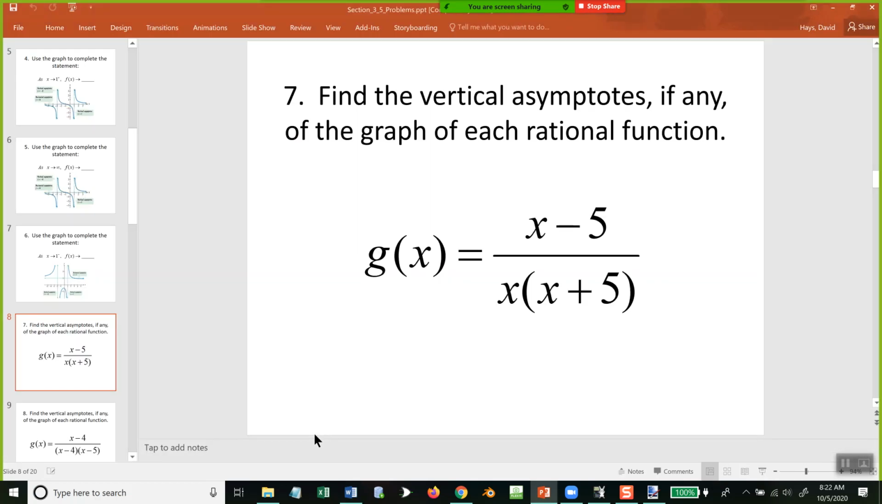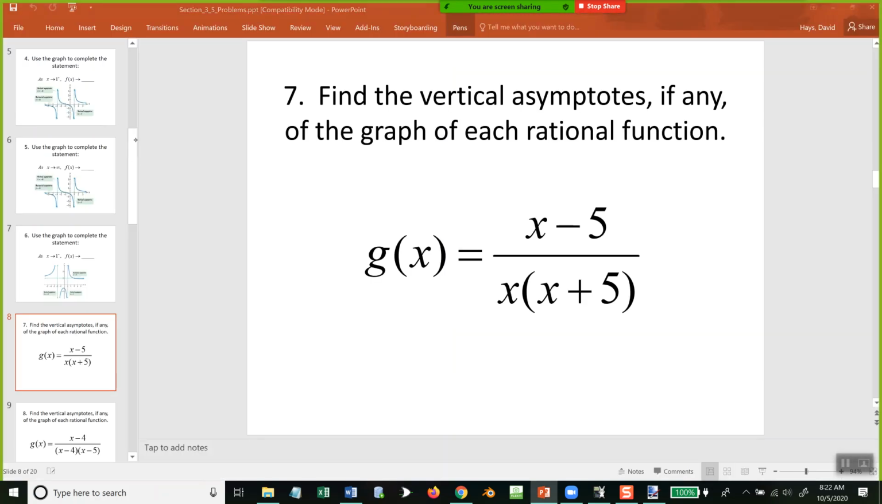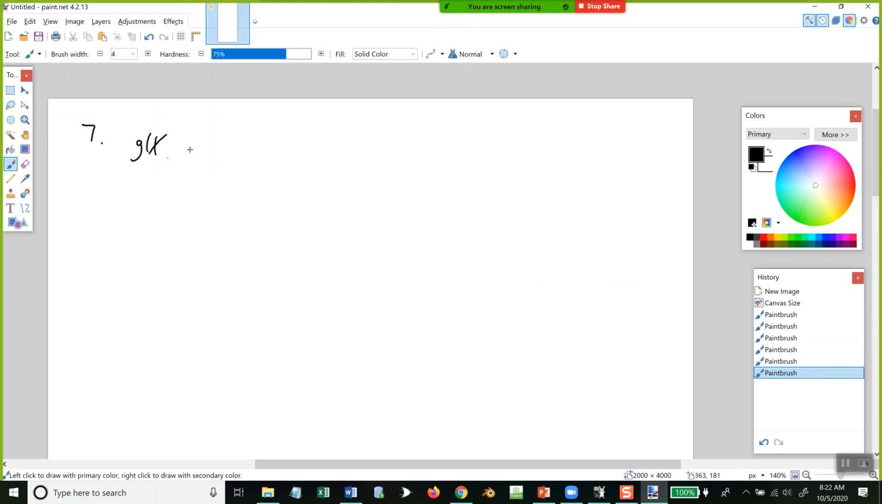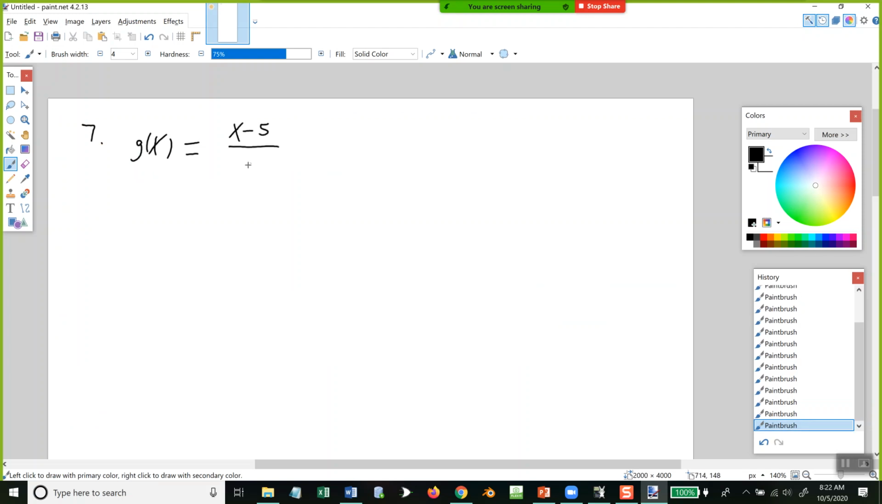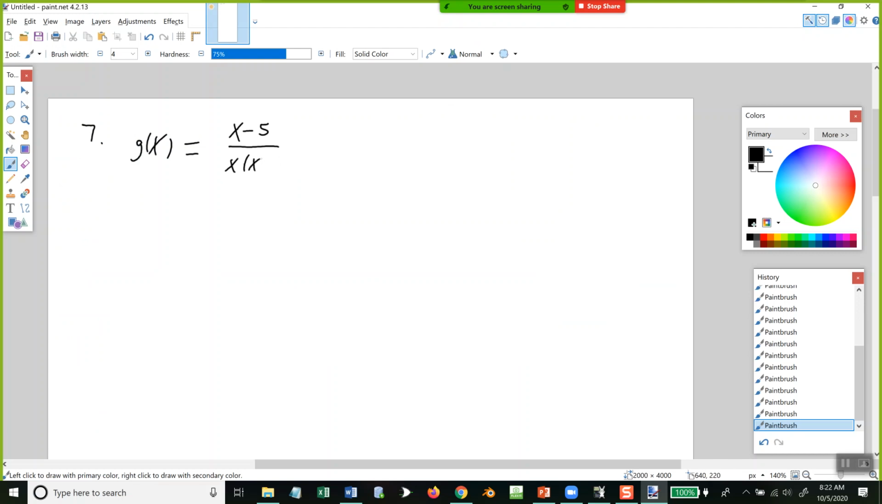And let's take a look at this problem. We've got g of x is equal to x minus 5 over x times x plus 5. Now I want to find the vertical asymptotes. Well, first step is factor the top, factor the bottom. They're factored as much as they can be. Second step is to cancel if possible. They'd have to be exactly the same to cancel. If this is x plus 5, this should be an x plus 5. So I can't do that.